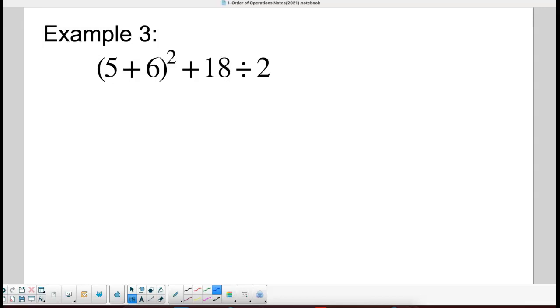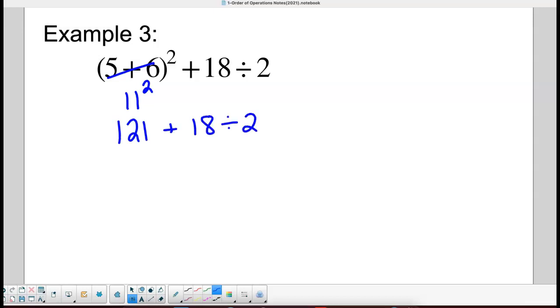Okay. If you did this correctly, you should have gotten 130. Okay, so let's see what you did wrong. Did everybody do this first? So that's 11 squared, right? What's 11 squared? Zoe? 121. 11 times 11 is 121. Plus 18 divided by 2.